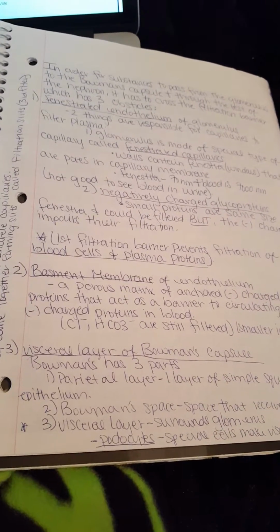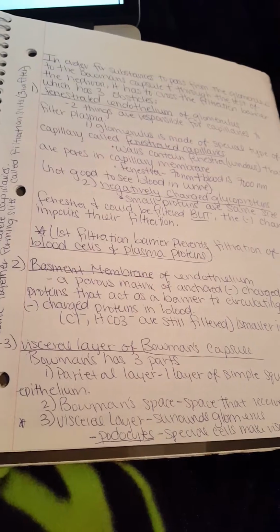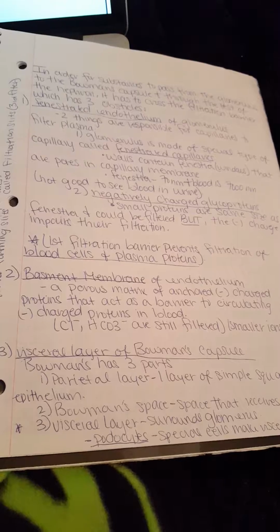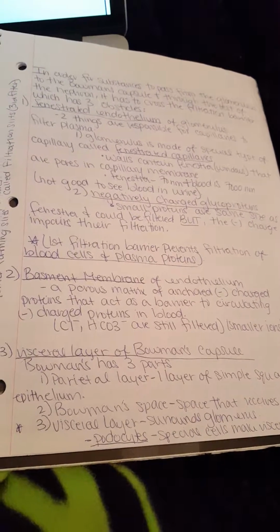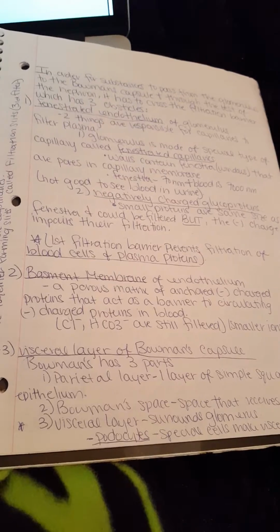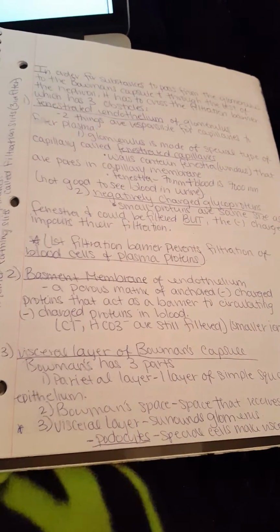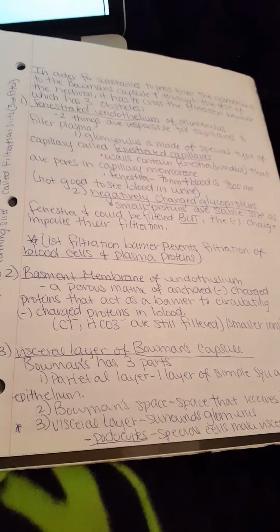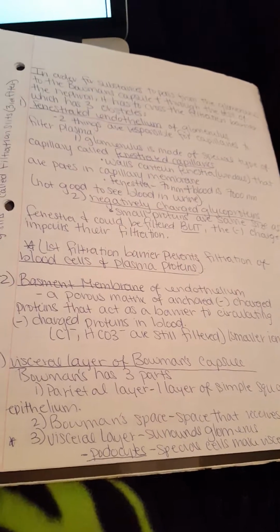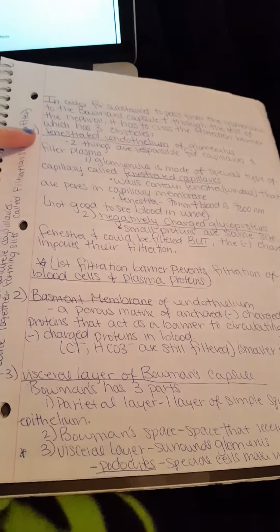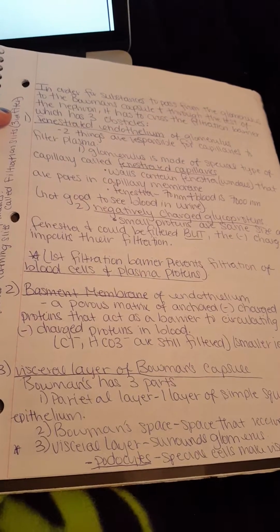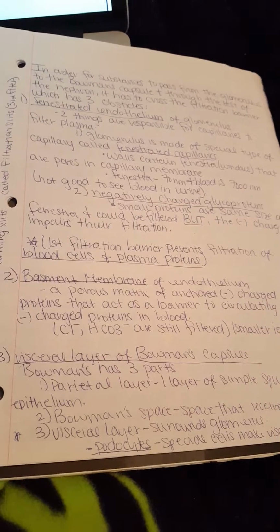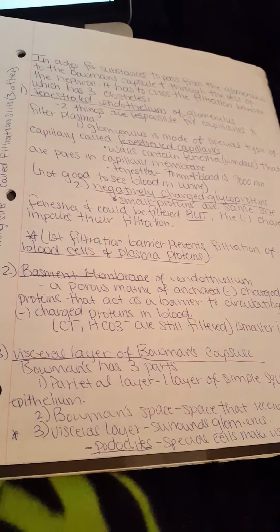The second thing is negatively charged glycoproteins. There are small proteins that are the same size as the fenestrae or pores, so they could be filtered, but what stops them is the negative charge. They're negatively charged, and so that's what stops them. So overall, the first obstacle prevents filtration of the blood cells and plasma proteins. I guess that's what you need to take from that.